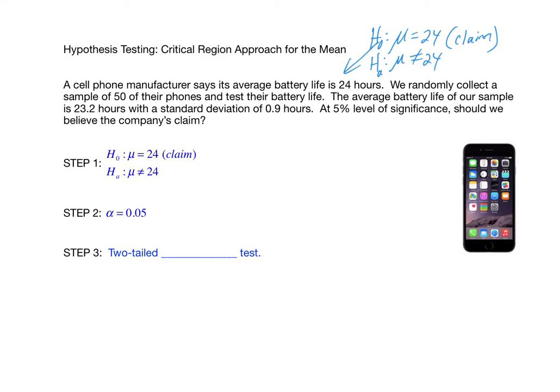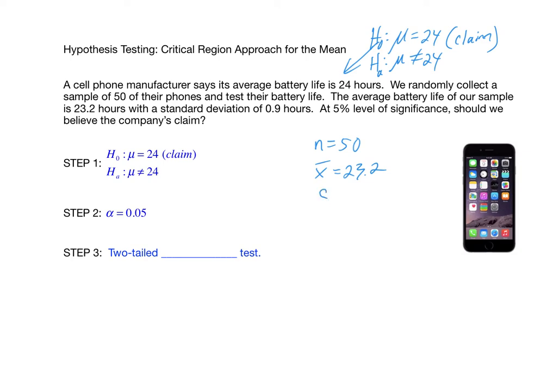Now we can actually add in the type of test. So step 3 is not only figuring out which direction the rejection region tail is in, but we also need to say whether we're doing a z-test or a t-test. So based on this information up here, let's write down some of it. We have a sample of size 50, that's n, and the average battery life of our sample is 23.2, so that's x bar, with a standard deviation of 0.9 hours. Again, this 0.9 hours is referring to the sample of the 50 phones that we tested.